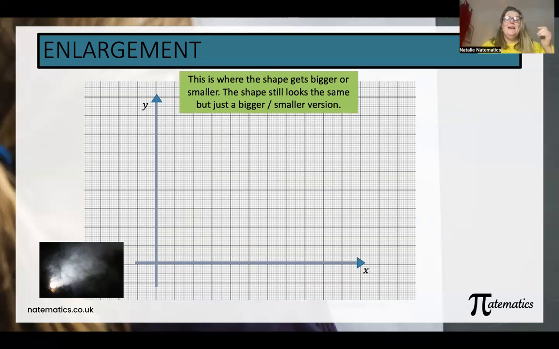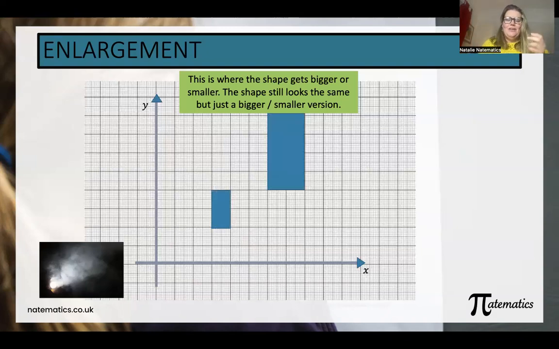That's it really. When you look at it, you can see, okay, it's still a rectangle, but it was 2 up, it's now 1, 2, 3, 4 up. It was 1 across, it's now 2 across. Oh, it's doubled, and we'll talk about that as well. What we also have to do is think about where our point of enlargement is, often called the center of enlargement.